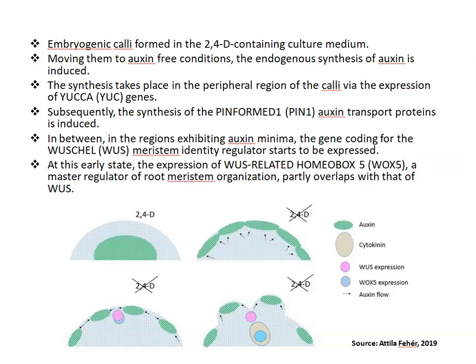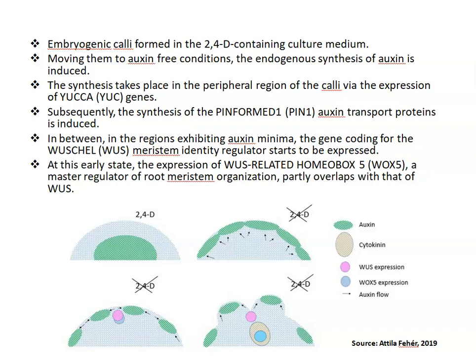In between the regions exhibiting auxin minima, the genes coding for the WUS meristem identity regulator start to be expressed. So at the early stage, the expression of WUSCHEL-related homeobox 5, that is WOX5, a master regulator of root meristem organization, partially overlaps with that of the WUS.